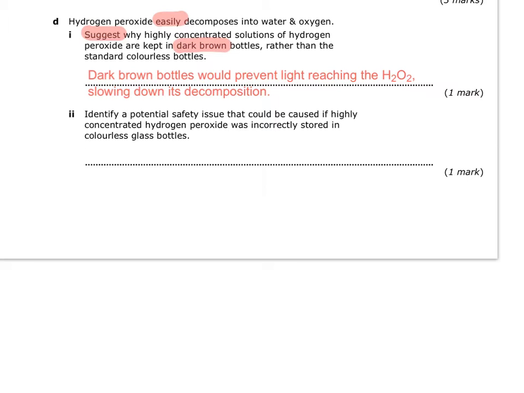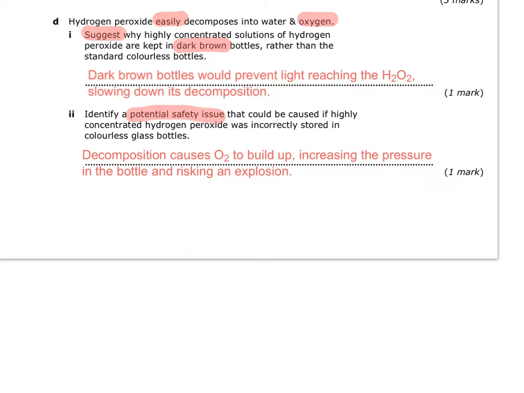The next thing, now that you know that light actually might speed that reaction up, a potential safety issue, well, what's the reaction going to make? It's going to make oxygen. Oxygen is a gas. If you have a gas build-up in a sealed container, what's it going to do? It's going to explode, isn't it? The container is going to burst. So something along those lines would be appropriate to suggest.